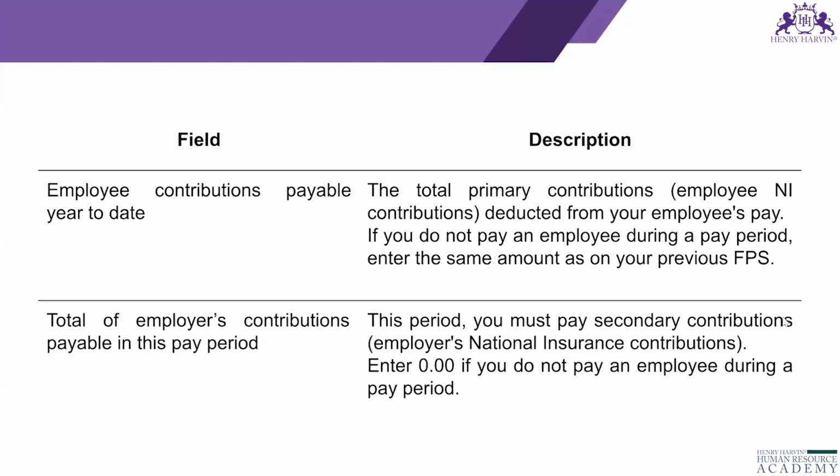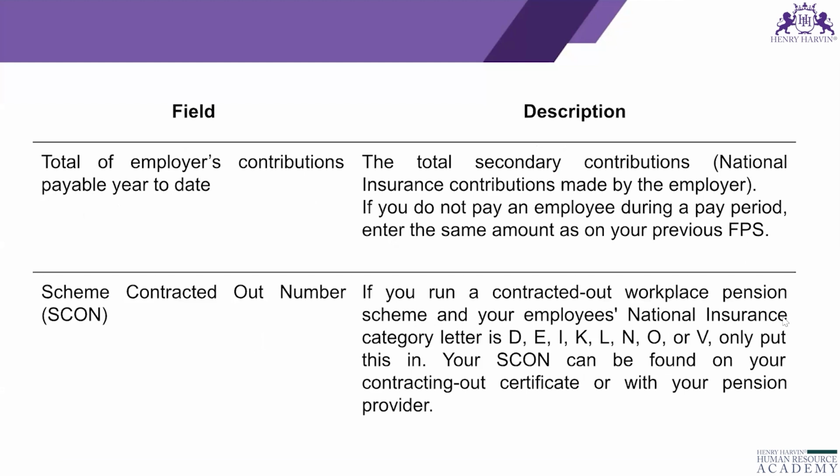This period you must pay secondary contributions. This is the employer contribution in this pay period. Then the next column is the year to date figure for employer contribution. Then the next column is the scheme contracted out number.